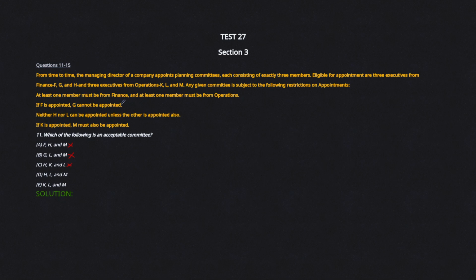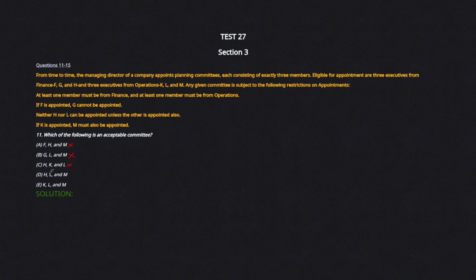If F is appointed, G cannot be appointed. So we don't have either F or G. So that one is useless. And then the last one, if K is appointed, M must also be appointed. Now, the point to be noted is that it doesn't work vice versa. If K is appointed, M must also be appointed. That one is correct, but it doesn't necessarily mean that if M is appointed, K must also be appointed. So here we can have M on its own without K to accompany it. So this one is right. It ticks out all the criteria so far.